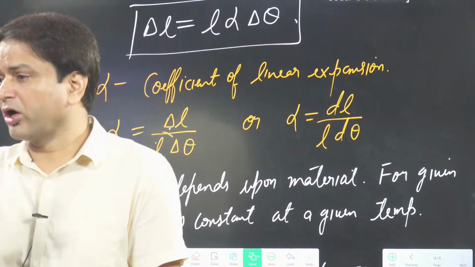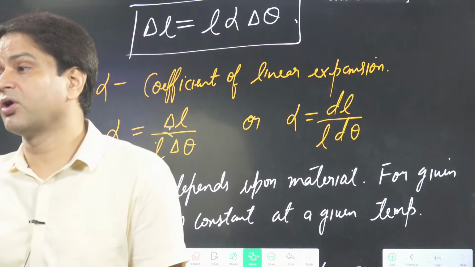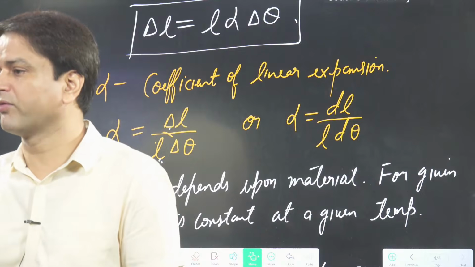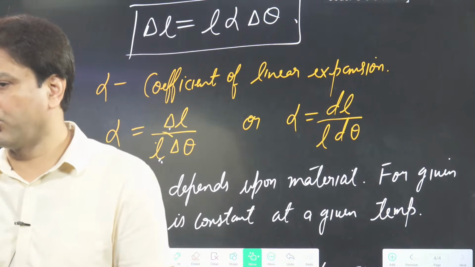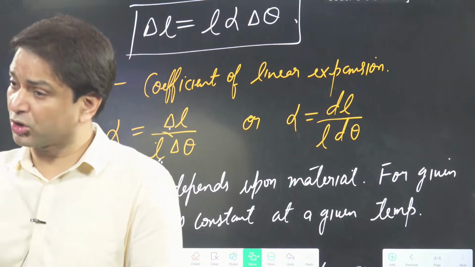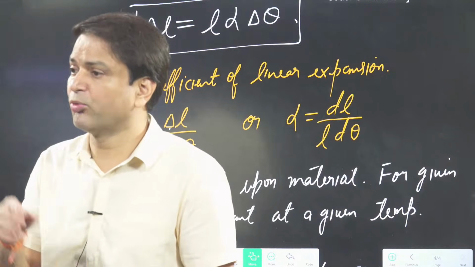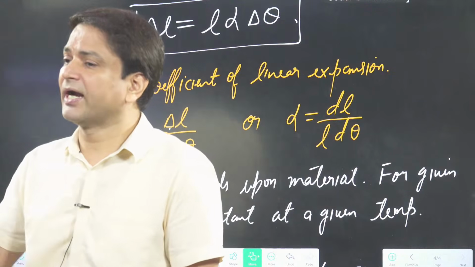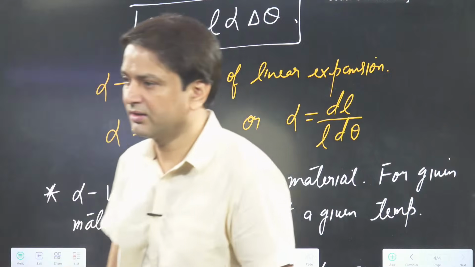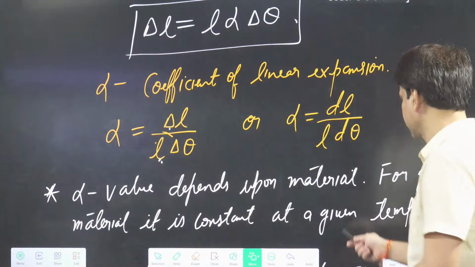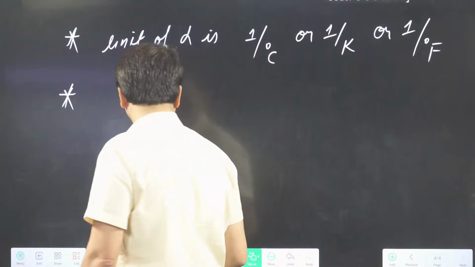Which rod will expand more? The material that has the more value of alpha. More value of alpha means more expansion on heating and more contraction on cooling. So with alpha more, contraction will be more when you are decreasing the temperature, and expansion more when you are increasing the temperature. Everybody got it? So that is the third point about alpha.